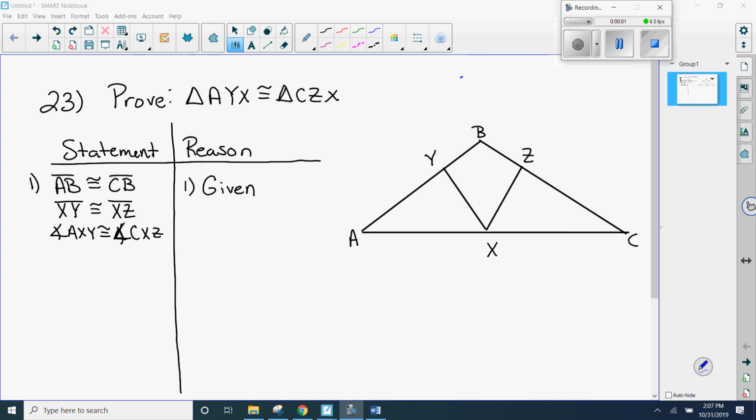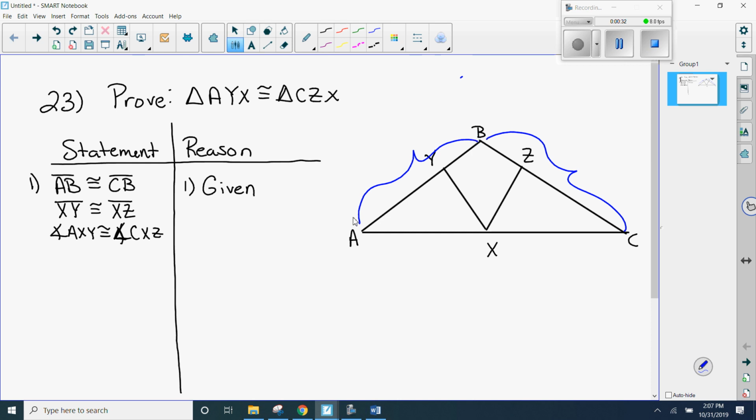So 23 asks you to prove that triangle AYX is going to be congruent to triangle CZX. And we are given that AB is congruent to CB. So I'm going to go ahead and mark over here. We know that AB is congruent to CB. So those two sides are equal in length.